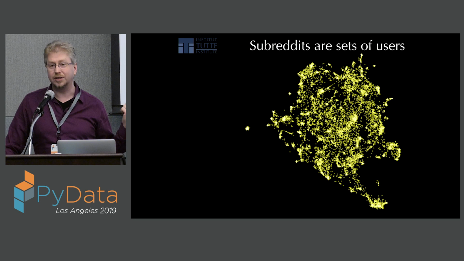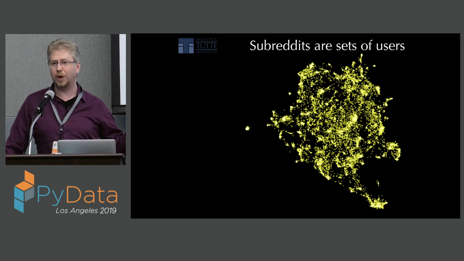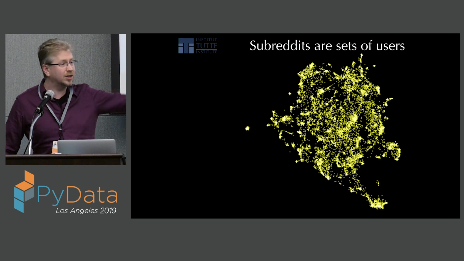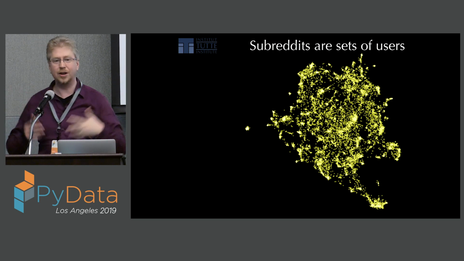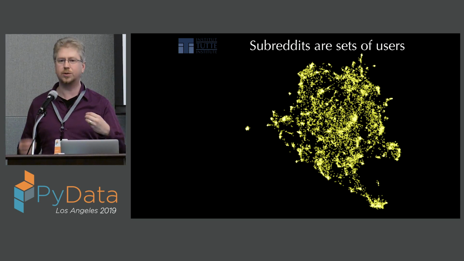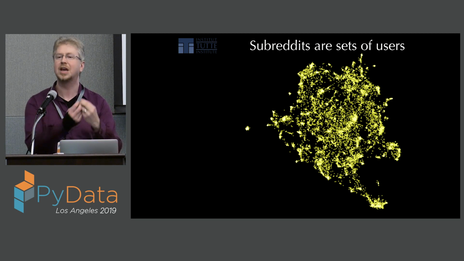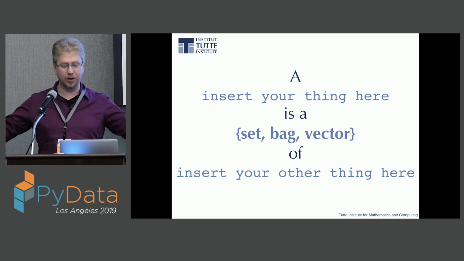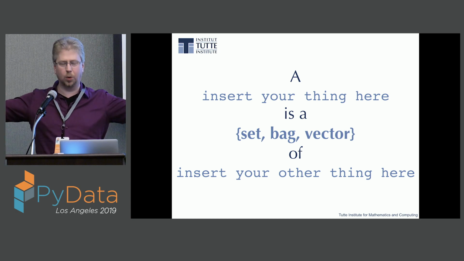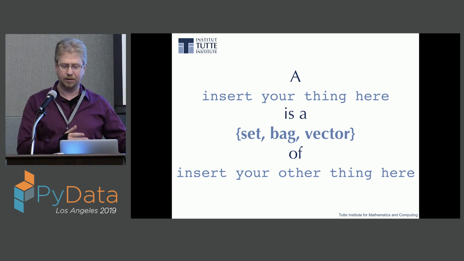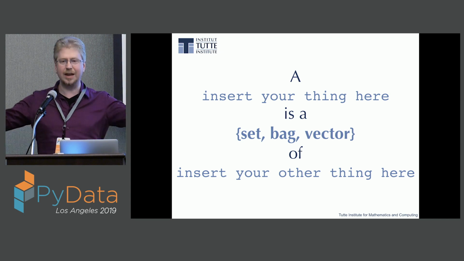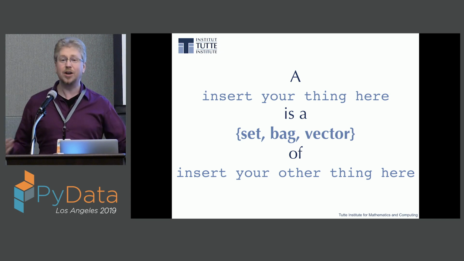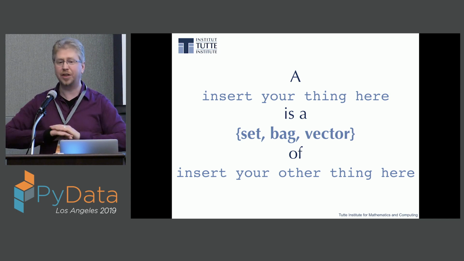You could take subreddits. If you wanted to explore all of the subreddits on Reddit, you could say 2 subreddits are similar if they have the same set of users, in the same way we had a set of reviewers before. And you could say these 2 subreddits are really talking about the same thing because they have the same community who really likes them. In other words, insert your thing here is a bag, set, or vector of insert your other thing here. And now you too can go off and embed all of the things.